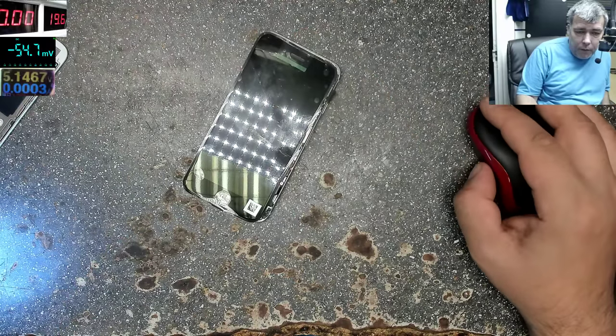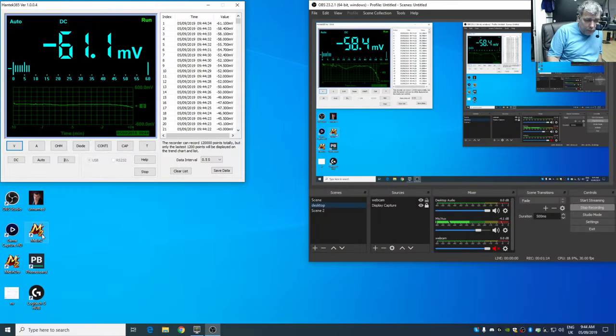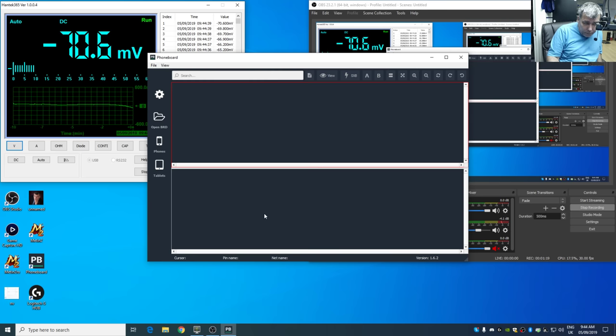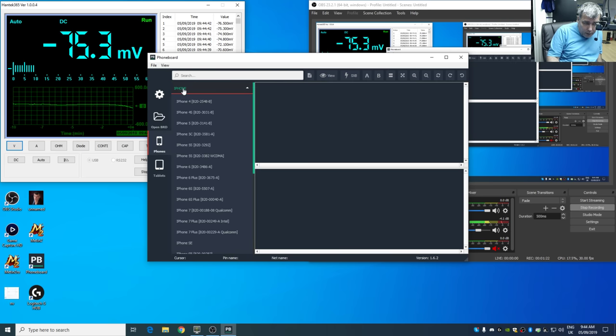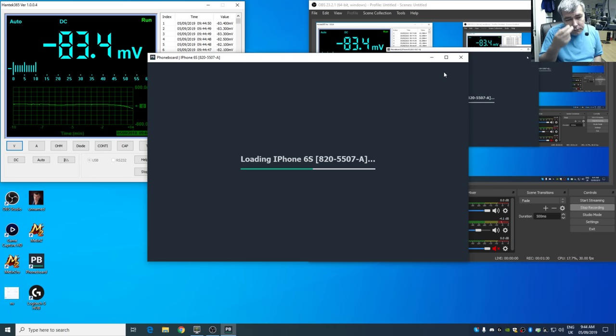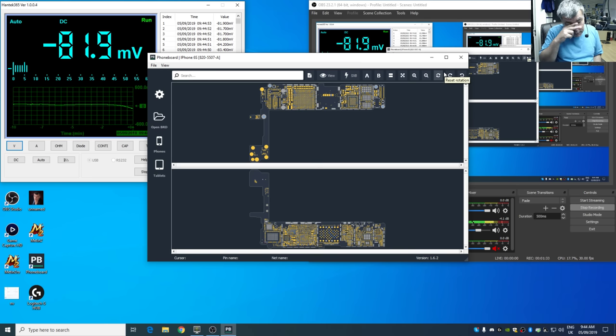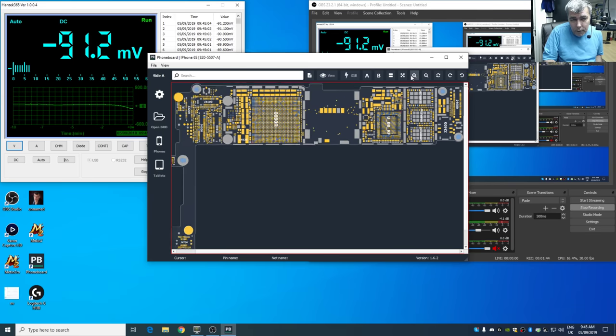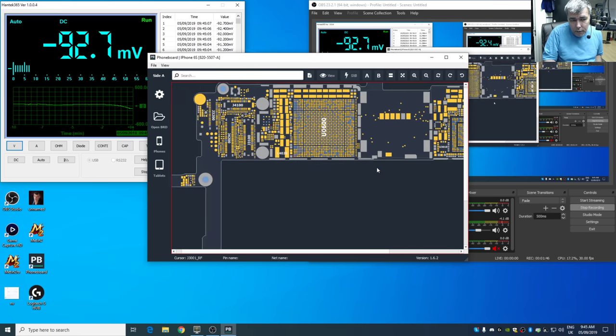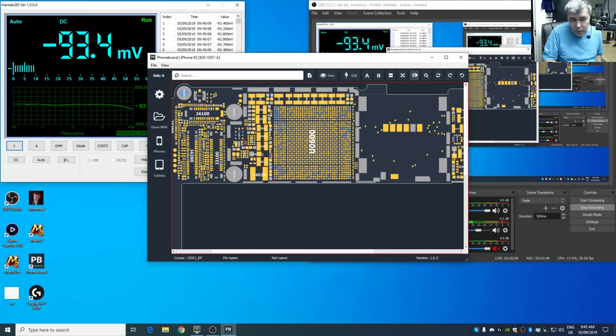Yeah. Going on the board view. Let's see. Phones, iPhone. This one is iPhone 6S. And we are looking for the display driver. Okay. The Chestnut chip.